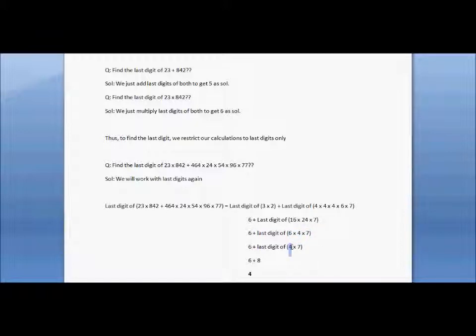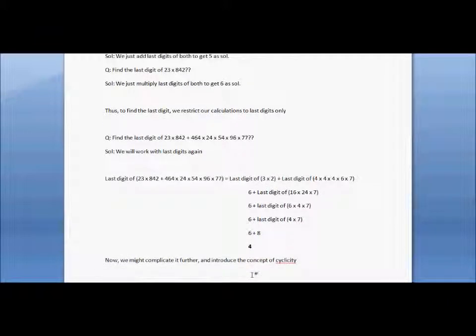We'll take the last digit 4. 4 into 7, we'll get 28. The last digit is 8. So 8 into 8 plus 6 is 14, and the last digit is 4. So the last digit would be 4.